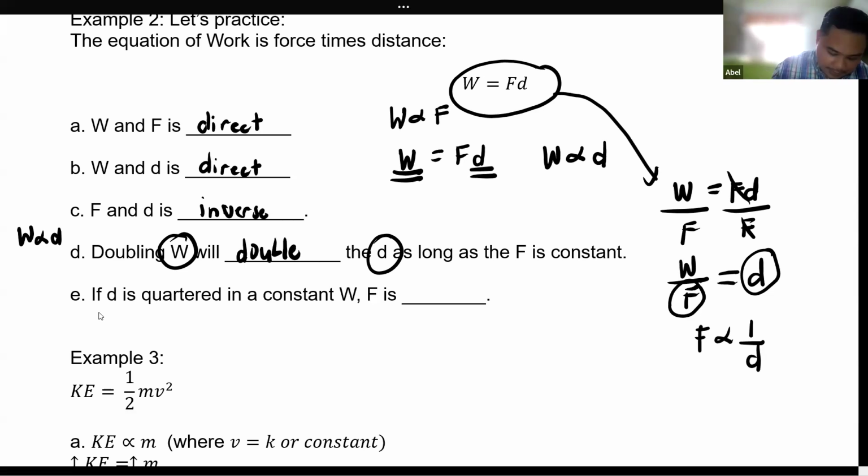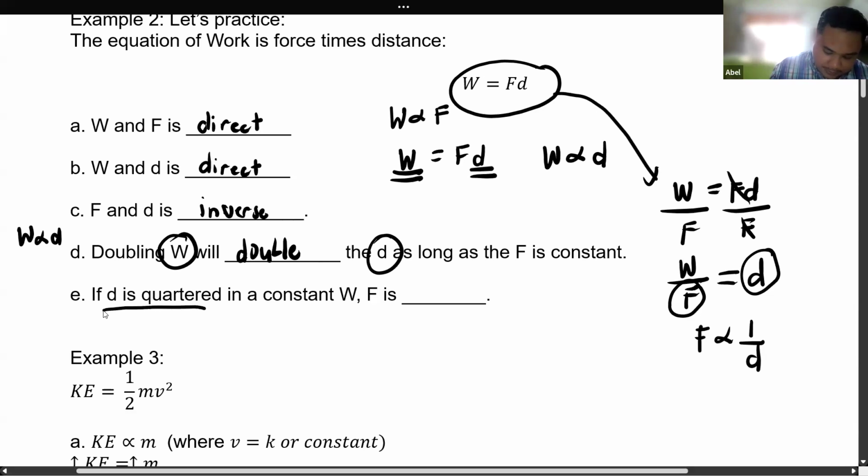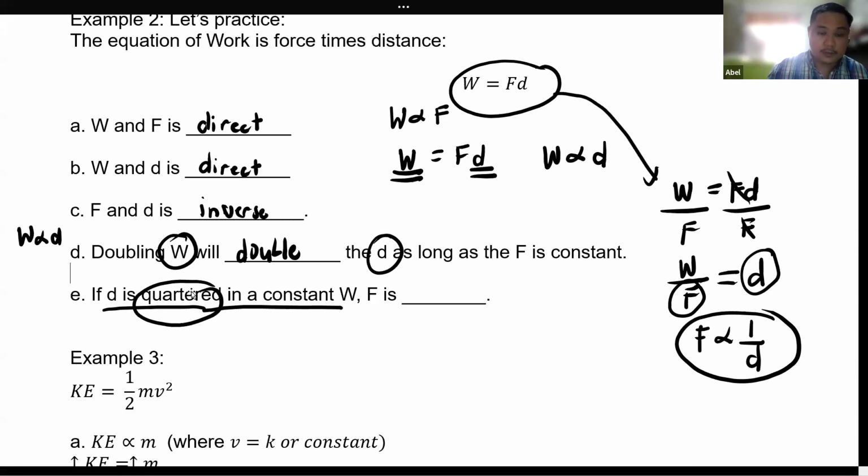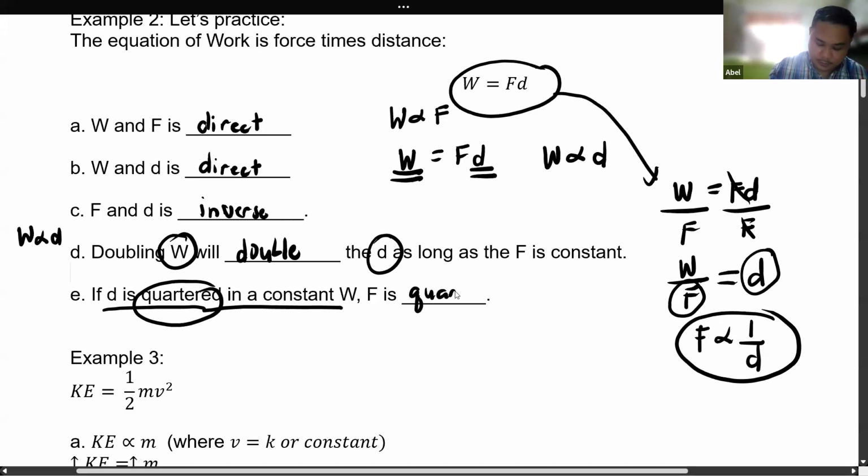Now, how about letter E? If D is quartered in a constant W, we are looking at the relationship between force and distance, or F and D. If D is quartered, if D is 1/4, therefore F is, since they are inversely proportional, F would be quadrupled.